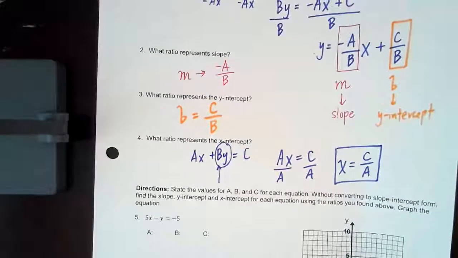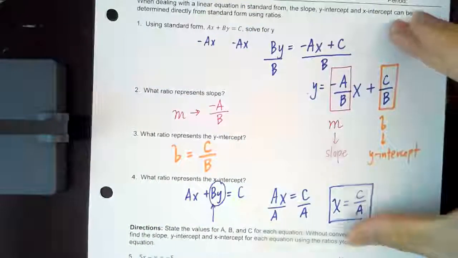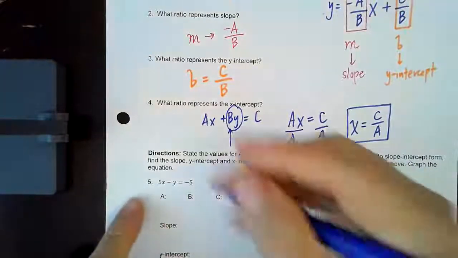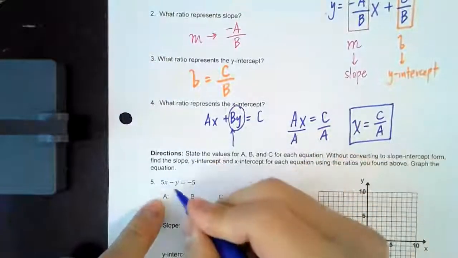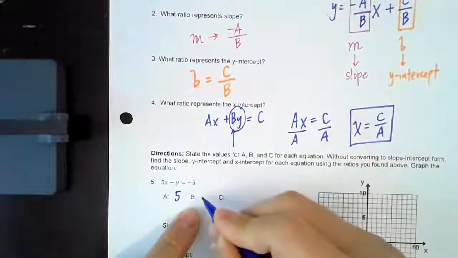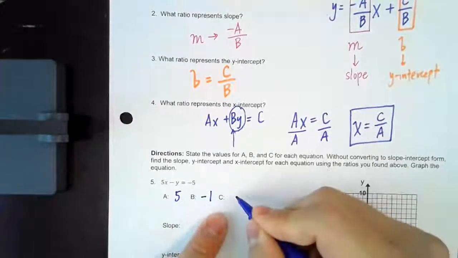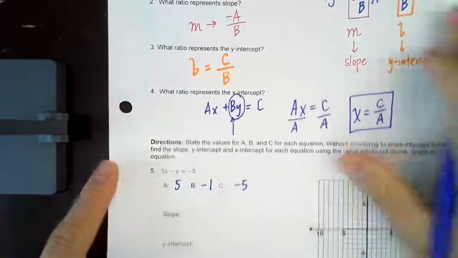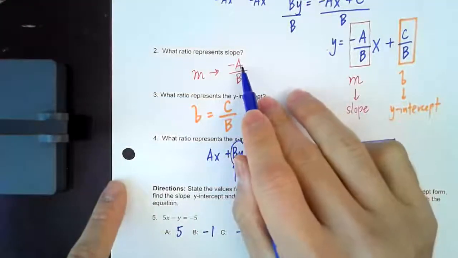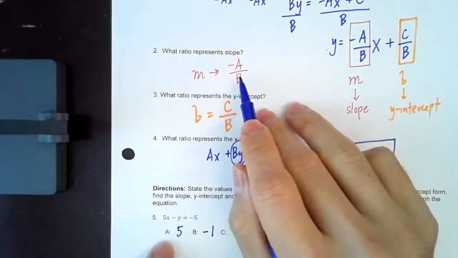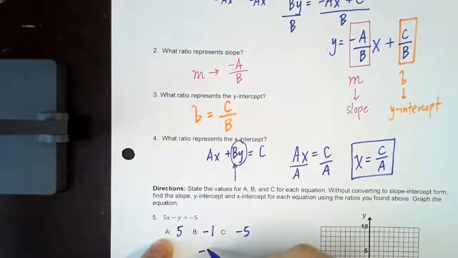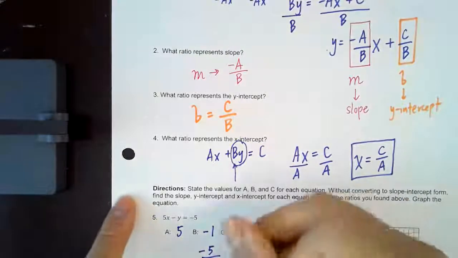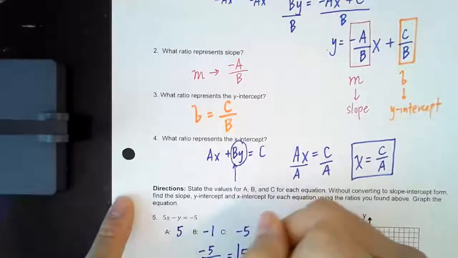So let's practice this very quickly. This is kind of like your cheat sheet, your answer key here, and now we're going to utilize it for number 5. For number 5, our A value is 5, our B value is -1, and our C value is -5. According to what we just calculated, our slope has to be negative a over b, which is, in this case, negative 5 over negative 1, which means our slope is 5.